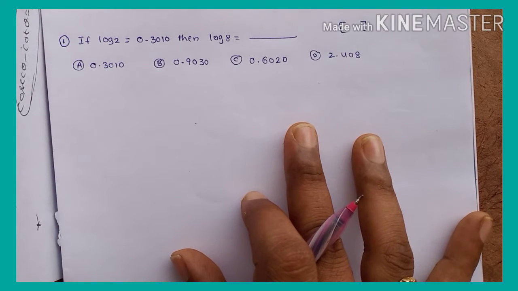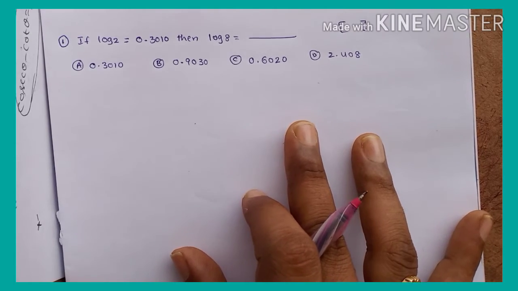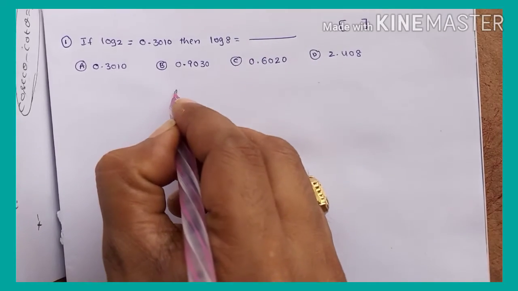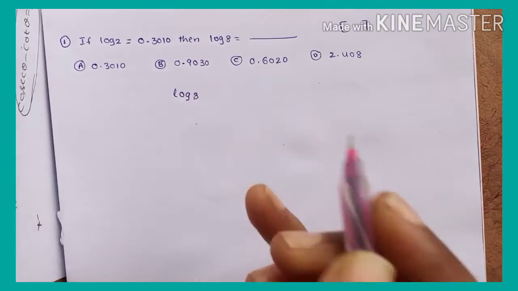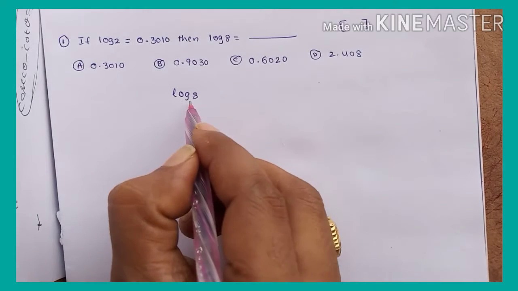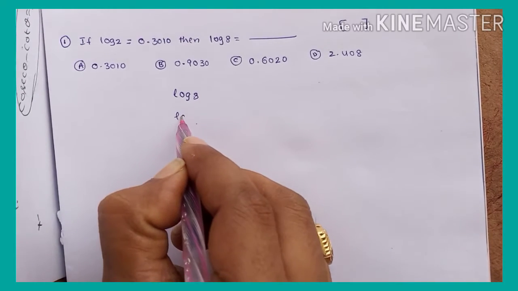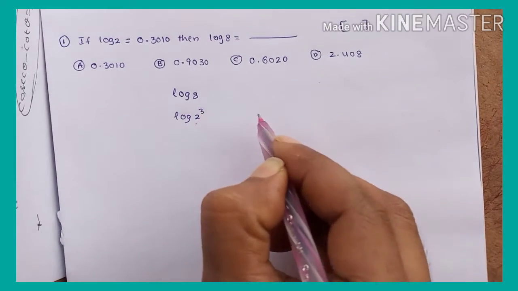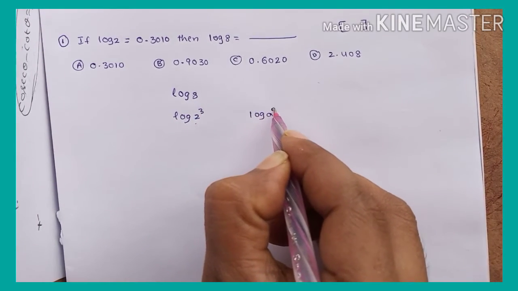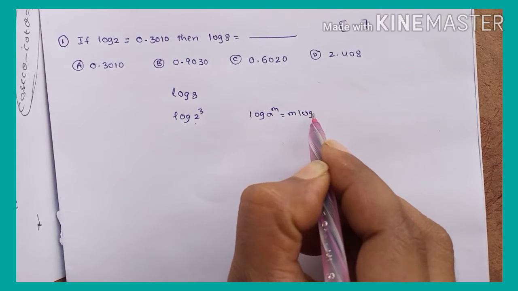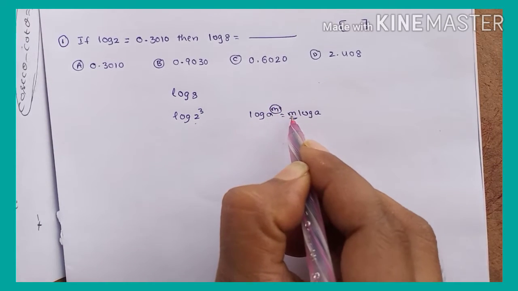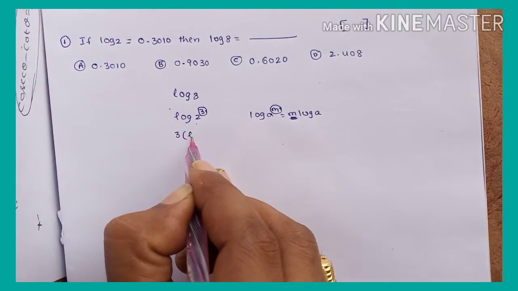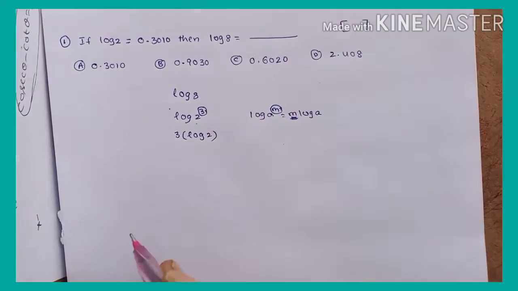Log 2 is equal to 0.3010. Then what is the value of log 8? Now you have to find this value. Log 8 you can write as log 2 cubed. Now the formula: log a to the power m is equal to m log a. Here the power becomes the coefficient. So you can write 3 into log 2.